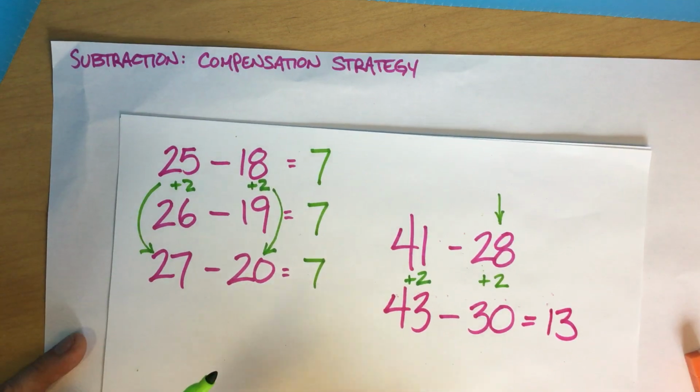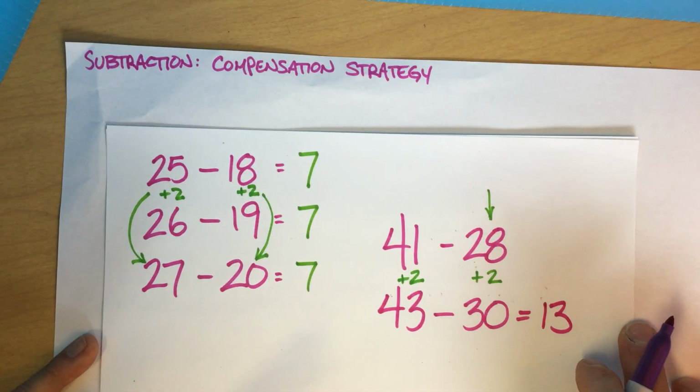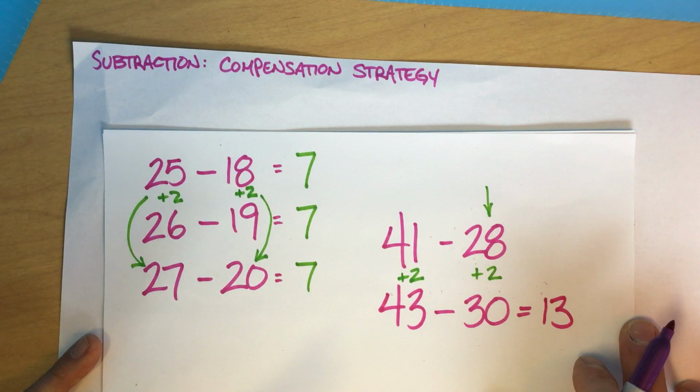So that's the compensation strategy for subtraction. It works with big numbers, it works with small numbers, and I hope it helps you.